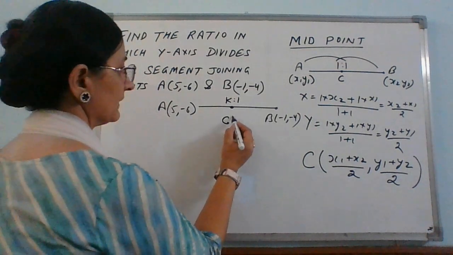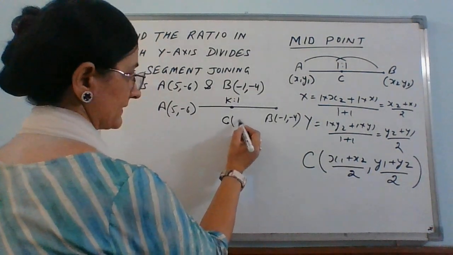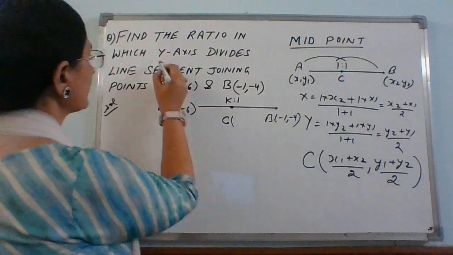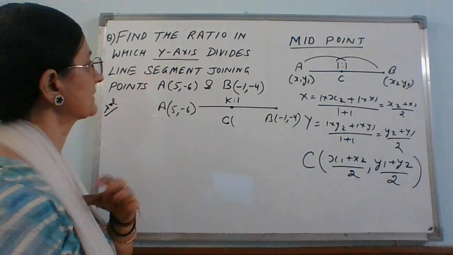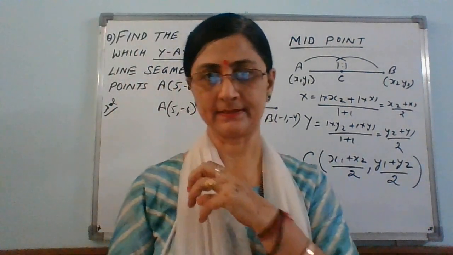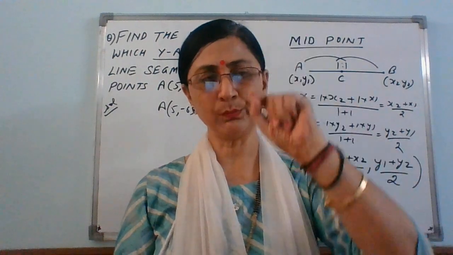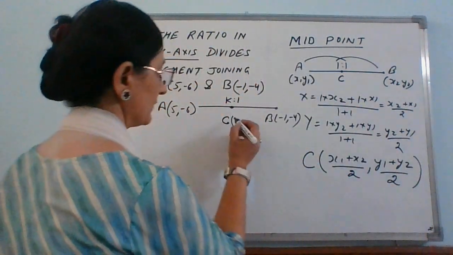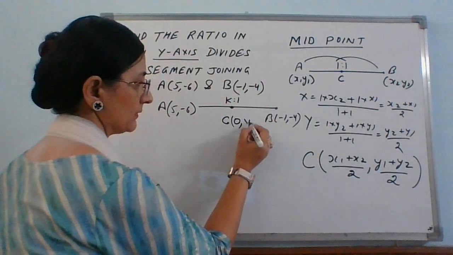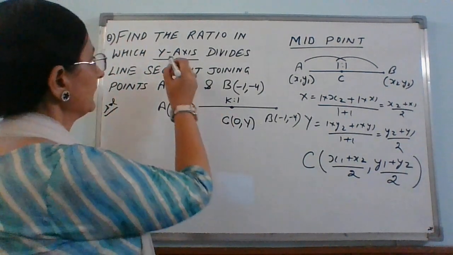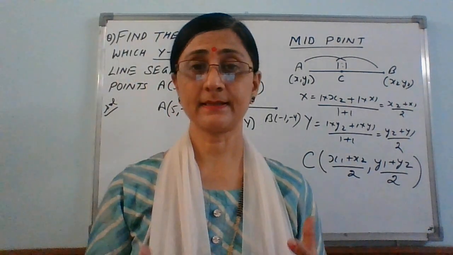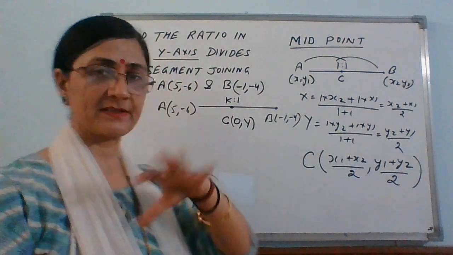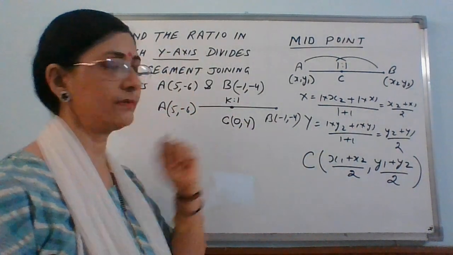So here its coordinates are x and y, but here they are saying that in which y axis divides. The line is a y axis. Y axis पे every point पे x 0 होता है. So here x coordinate is 0 और y होगा, right? If they will say x axis या x coordinate है या passes through the x axis like something like that, वहाँ y 0 होगा.